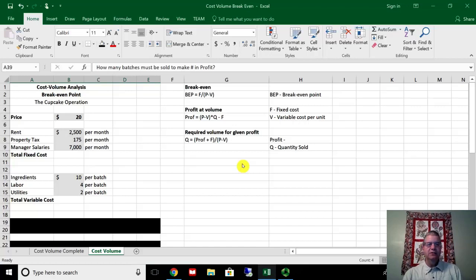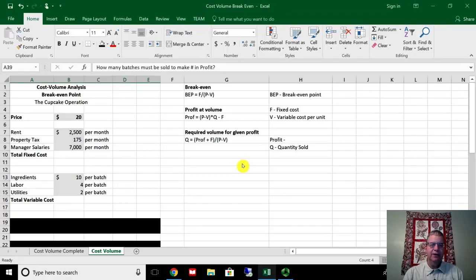So cost volume analysis, break-even point. This is an example of a cupcake operation. Some of you know my wife, Mrs. Dr. Cliff, and know that she's into baking and is always wanting to have some kind of a business that has to do with cooking. So this is her cupcake operation.